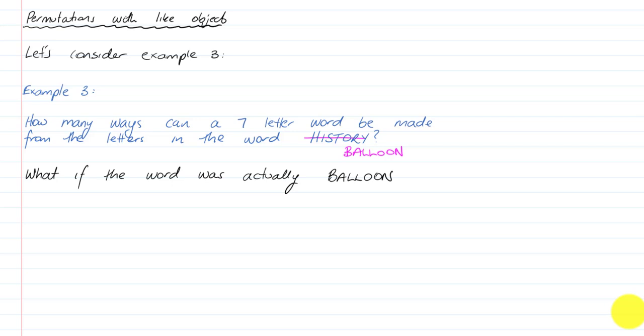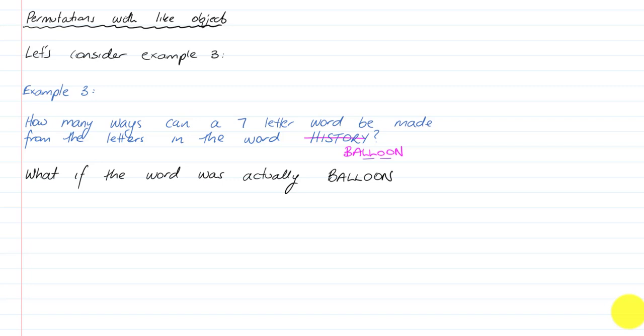So let's have a look at example 3. How many ways can a 7-letter word be made from the letters in the word history was our previous example, but this time we're going to say balloon. So balloon is interesting because unlike history, which has 7 distinct letters, balloon has 2 pairs, 2 L's and 2 O's. So let's go through and have a look at our calculation in this case.